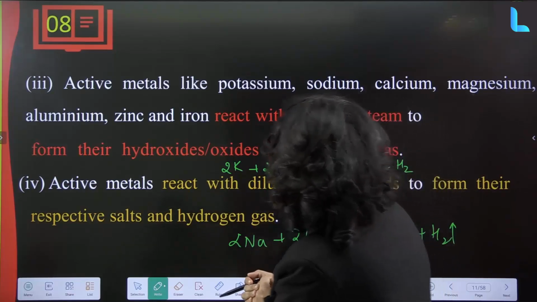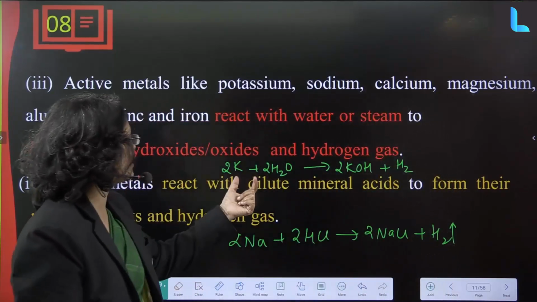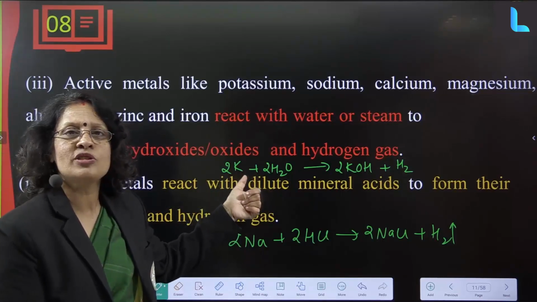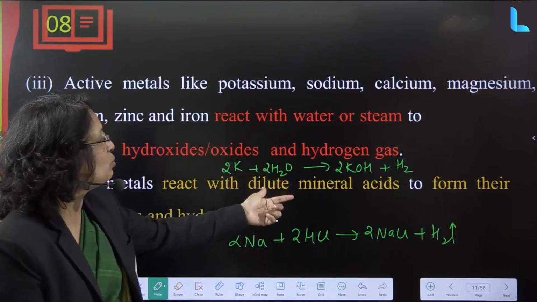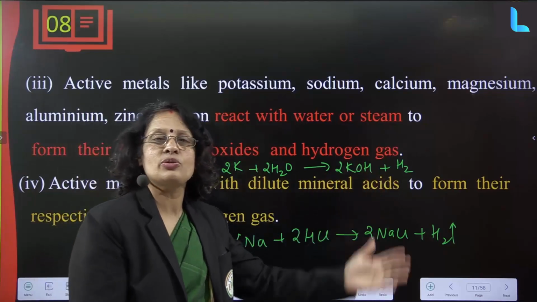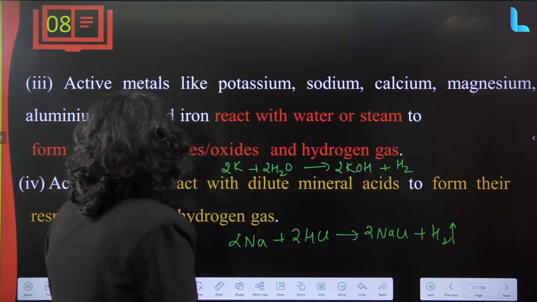Now active metals like potassium, sodium, calcium, magnesium, aluminium, zinc and iron react with water or steam to form their oxides or hydroxides. For example, the most reactive metal, potassium, reacts with water to give potassium hydroxide, which is a very strong base, and hydrogen gas is liberated.